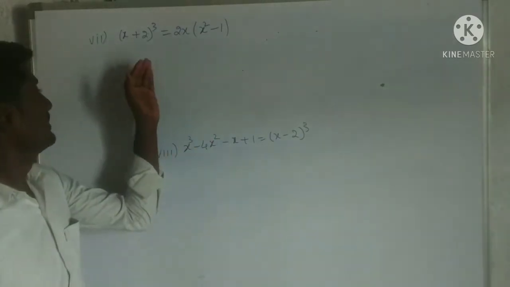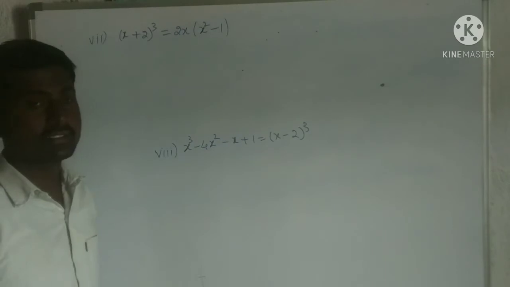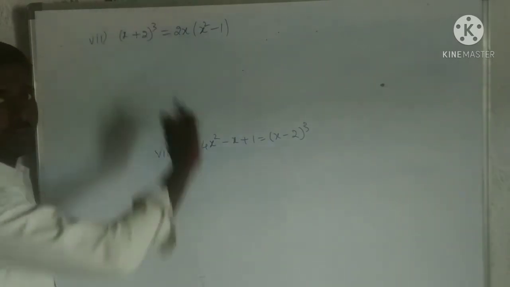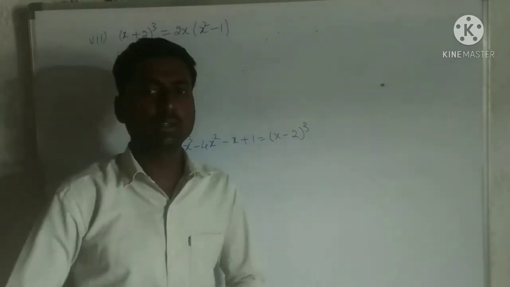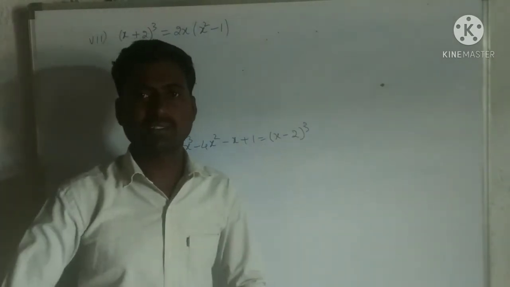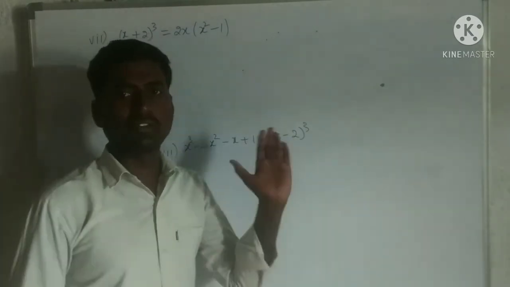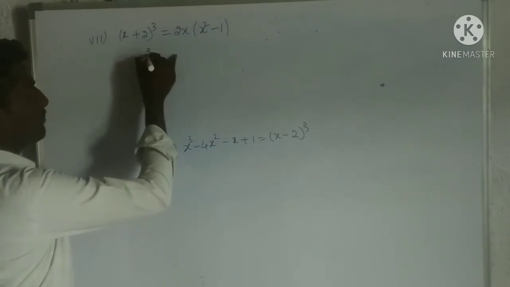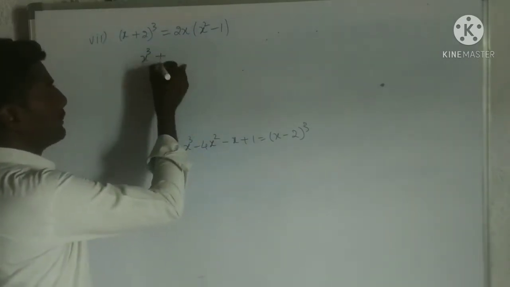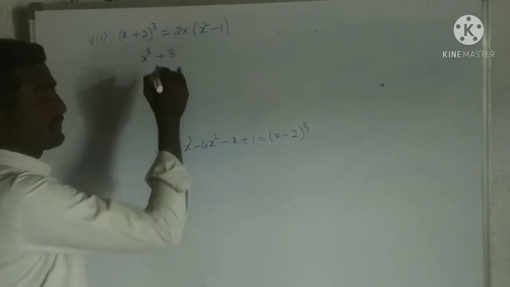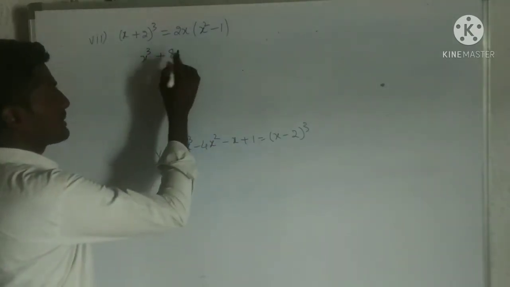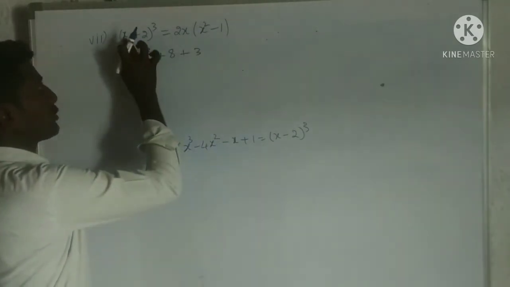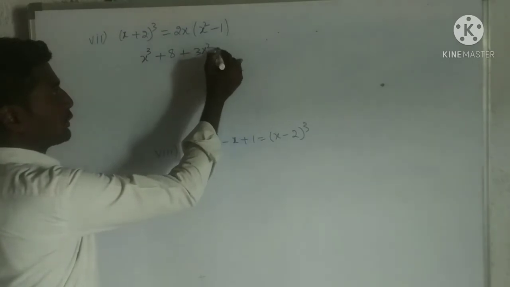Now I'll go for the 7th and 8th. Here you can use the formula a plus b whole cube, which is a cube plus b cube plus 3a square b plus 3ab square. By using that formula, you will solve it. It is of the form a plus b whole cube. A cube means x cube, plus b cube means 2 cube. 2 cube is nothing but 8. Plus 3a square b, 3a square means x square into b.